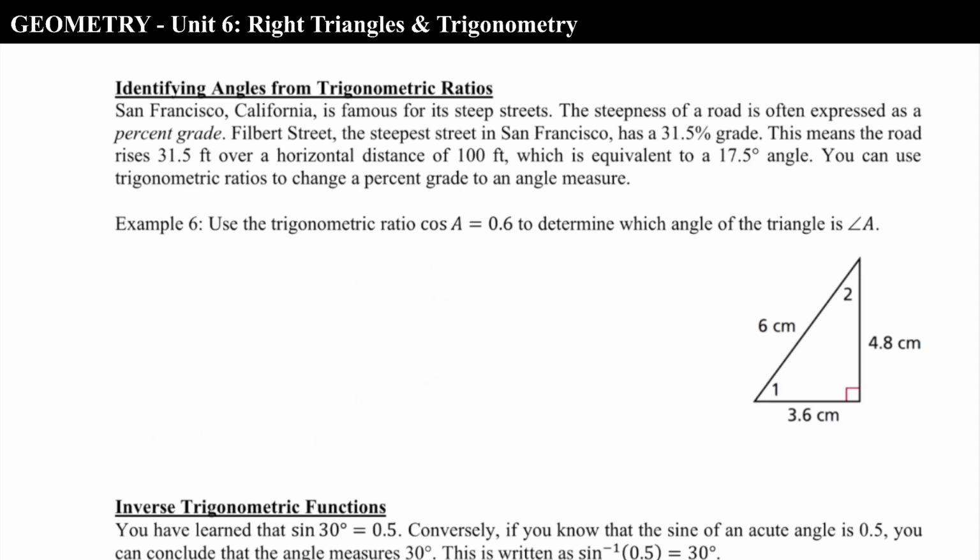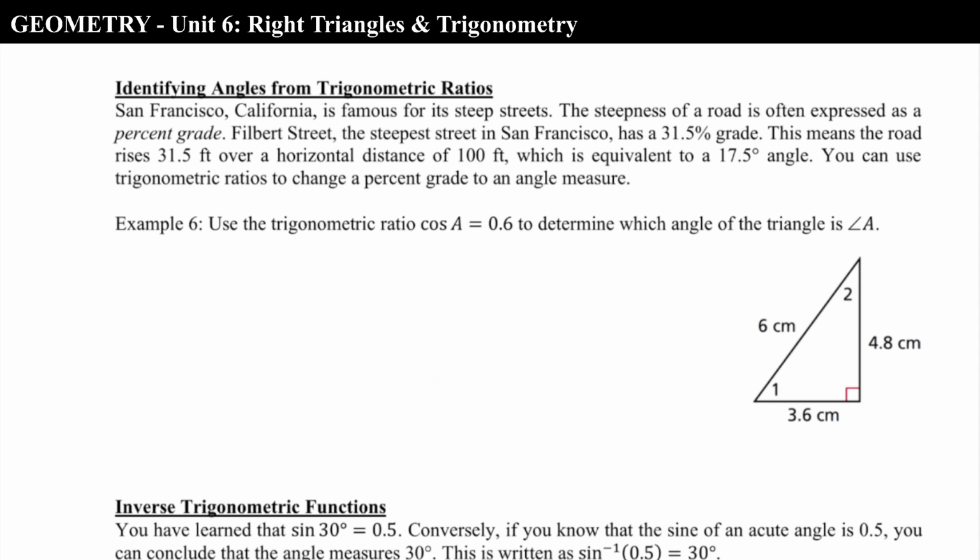Now let's identify angles from trigonometric ratios. So let's talk a little bit about the streets in San Francisco. They are famous for their very steep streets. The steepness of a road is often expressed as a percent grade. Filbert Street, the steepest street in San Francisco, has a 31.5% grade.